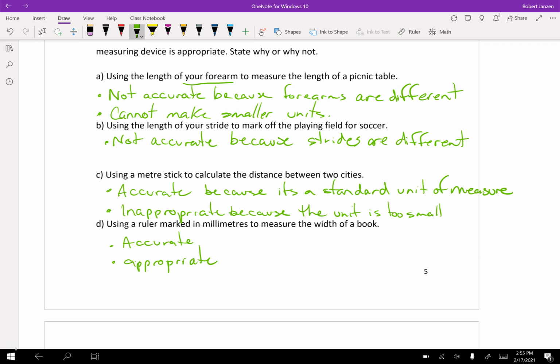Okay, it's an appropriate scale. It wouldn't make sense to use kilometers to measure a book. It would make sense to use millimeters. All right, let's look at the next question.